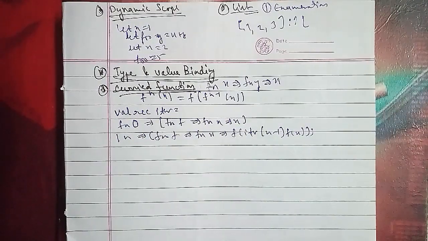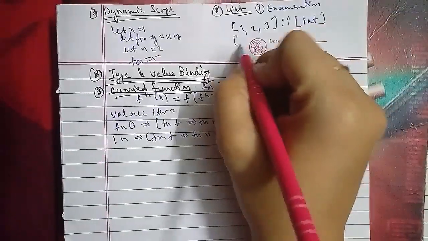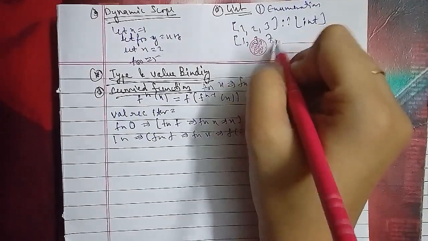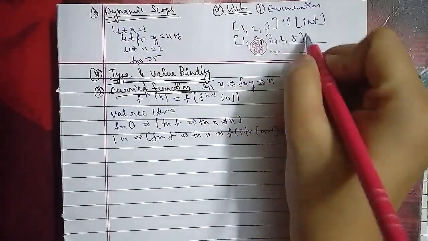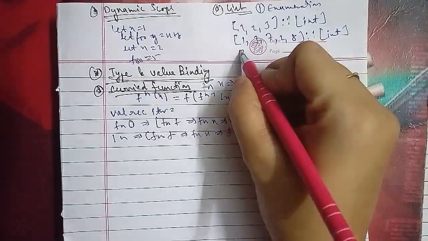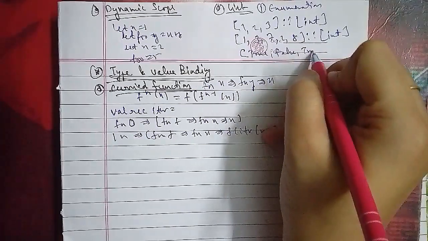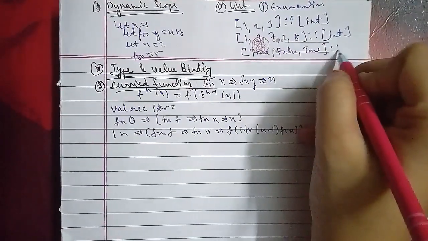In the same cases, we have 1, 3, 7, 2, 8, which is an int list. Here it is true, false, true, which is a bool list.